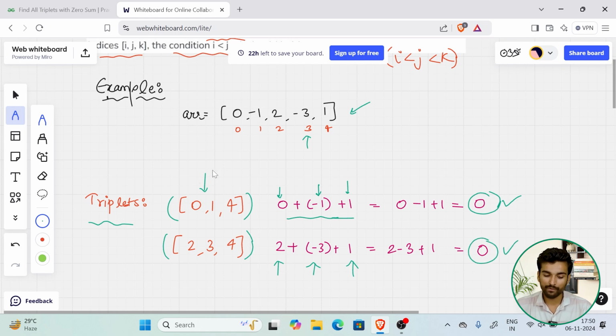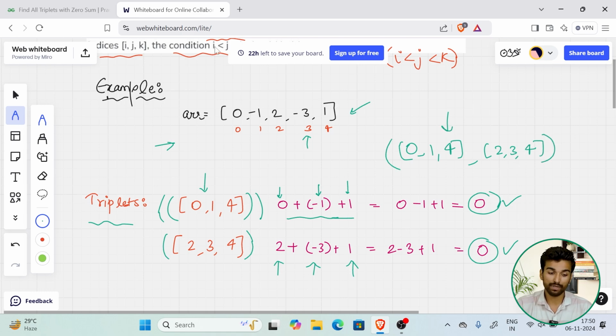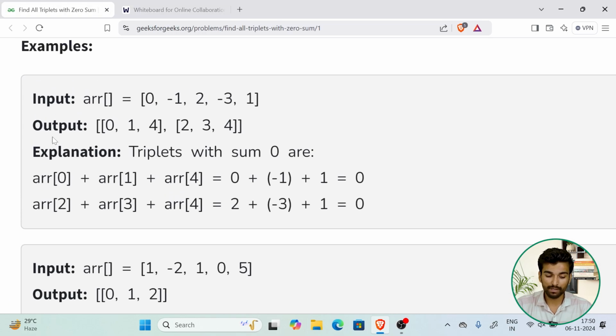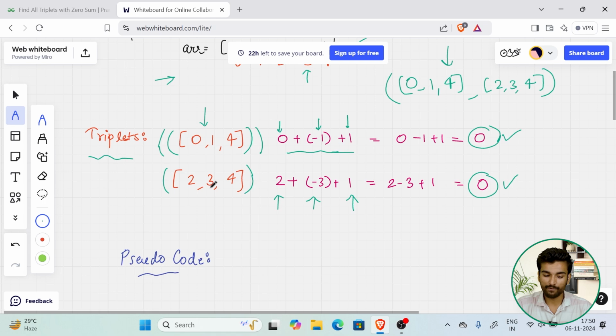So for this given example number 1, we only have these two triplets of indices. The first triplet is 0, 1, 4 and the second triplet is 2, 3, 4. So in the answer we have to return these triplets. Let's check the expected output. In example number 1, the output is equal: the first triplet is 0, 1, 4 and the second triplet is 2, 3, 4. So we have to return 0, 1, 4 and 2, 3, 4 from the function.